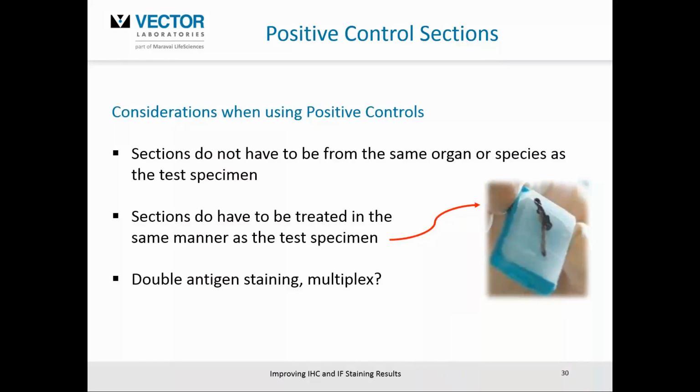Now, sections do have to be treated, and this is very important, in the same manner as the test specimen. What I mean by that is, for example, if your specimen was formalin fixed and paraffin embedded, then the positive control material also has to be formalin fixed and paraffin embedded. And certainly if it was acetone fixed and frozen, then the positive control has to be acetone fixed and frozen as well. I've got a little note down here about double antigen staining or multiplexing, for example.